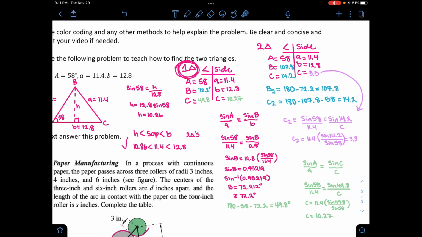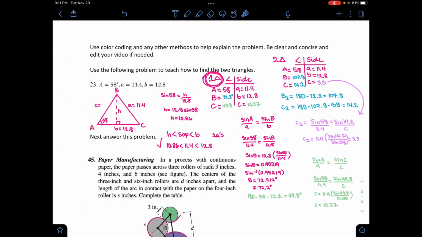So now that we have both triangles, this is how you solve a two triangle side-side-angle equation.